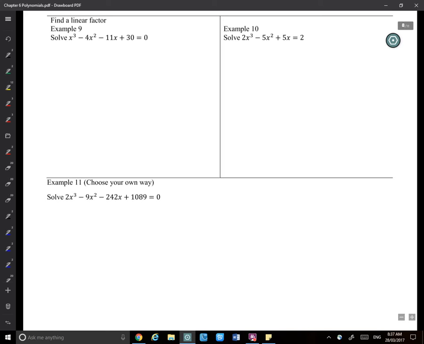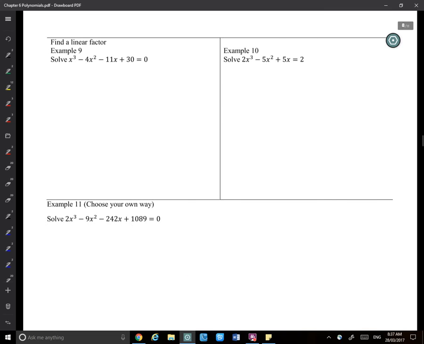Linear factor. Solve this. To solve, sketch or factorize, we need to factorize first and then solve it. Use the factor law. So again, a little bit of revision. What numbers will we try? We'll try plus minus 1, plus minus 2, plus minus 3, plus minus 5, plus minus 6, plus minus 10, plus minus 15, and plus minus 30.